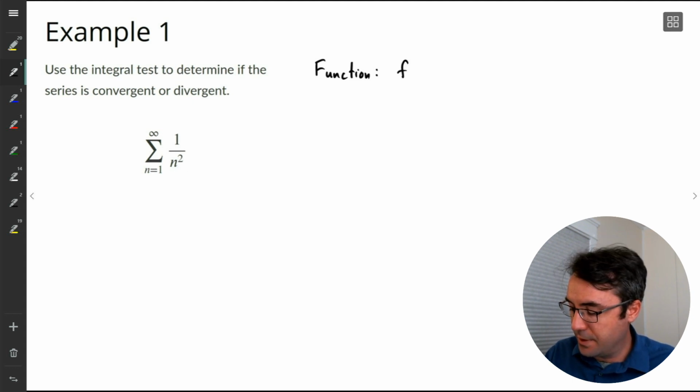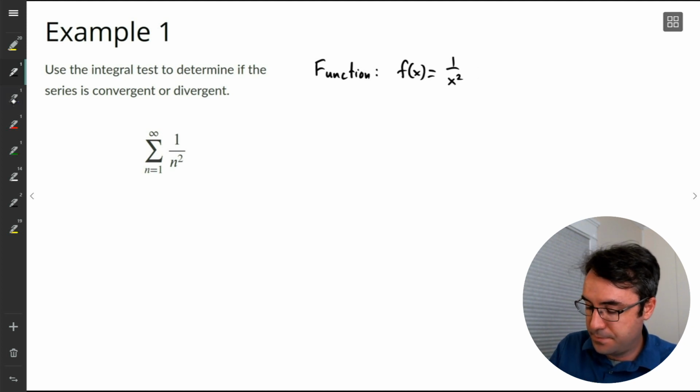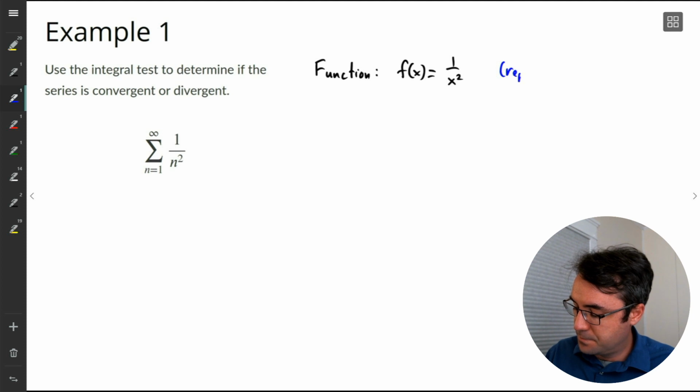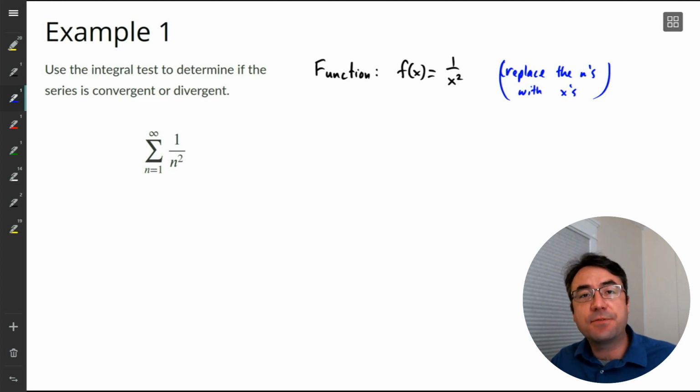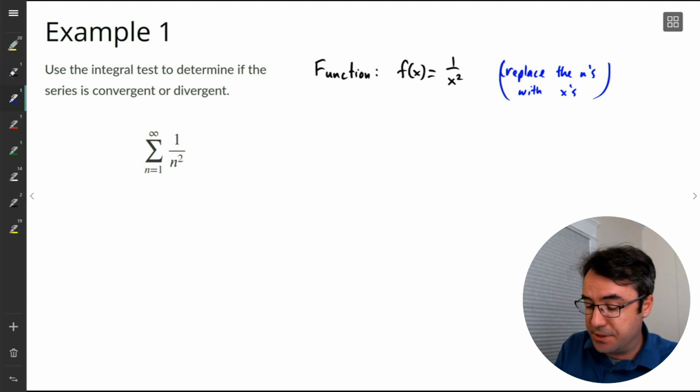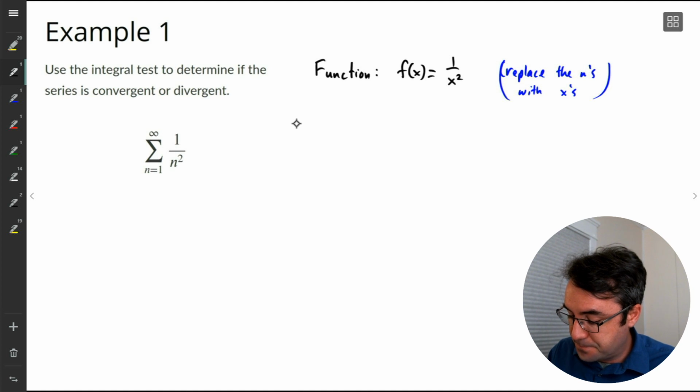So we're going to look at the function 1 over x squared. You can just replace the n's with x's. And this is the function we're going to consider. So we have to go through and check those 3 conditions to make sure this function actually satisfies them. So let's start.